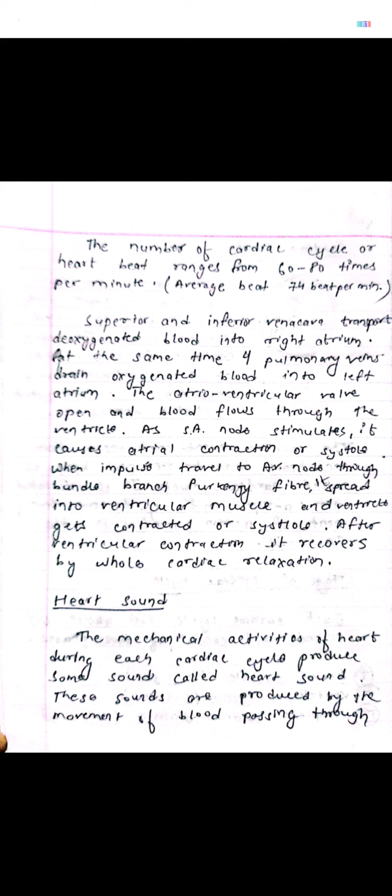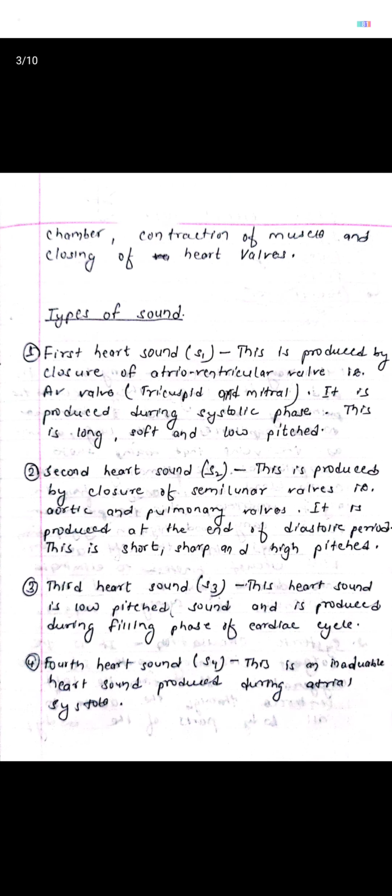Heart sound. The mechanical activities of the heart during each cardiac cycle produce some sound called heart sound. These sounds are produced by the movement of blood passing through the chambers, contraction of muscle, and closing of the heart valves. Types of sound. First, heart sound S1. This is produced by closure of the atrioventricular valves, that is AV valves, tricuspid and mitral valve. It is produced during the systolic phase. This is long, soft and low pitched.